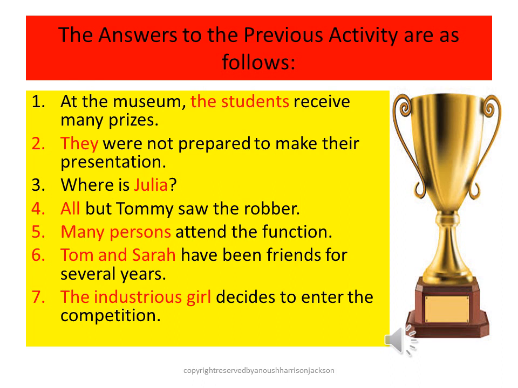The answers to the previous activity are as follows. Number 1, the students. Number 2, they. Number 3, Julia. Number 4, all. Number 5, many persons. Number 6, Tom and Sarah. And number 7, you guessed it, the industrious girl.